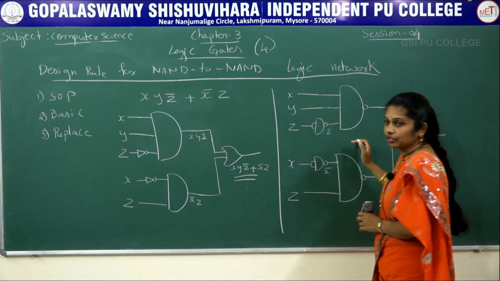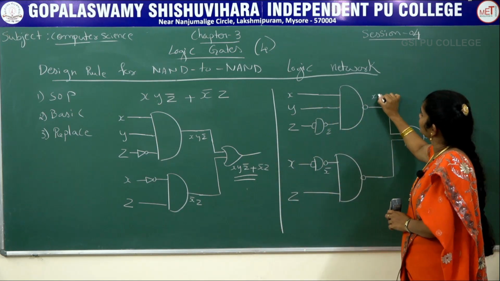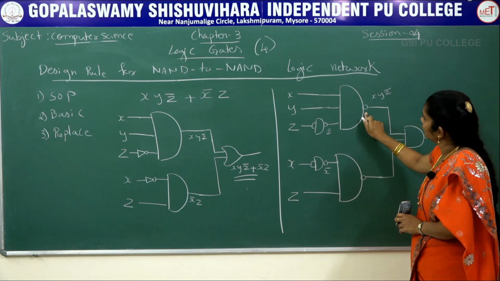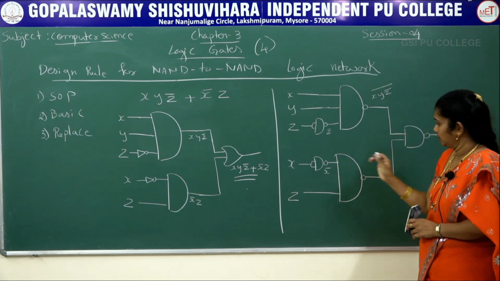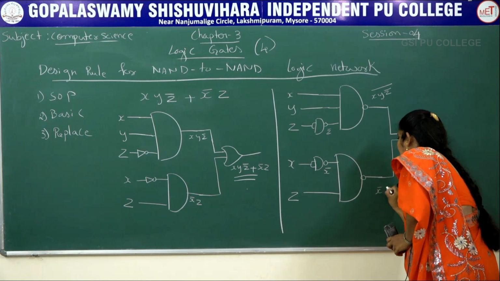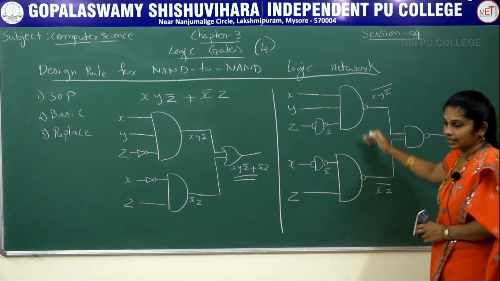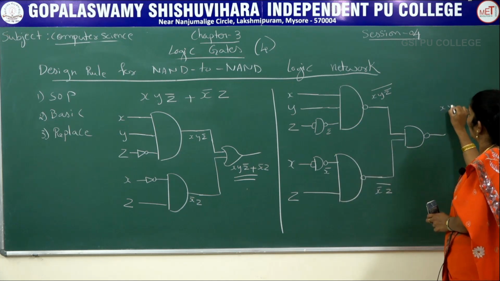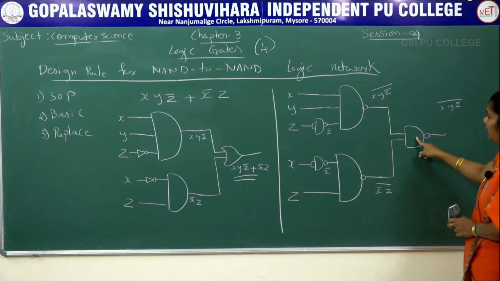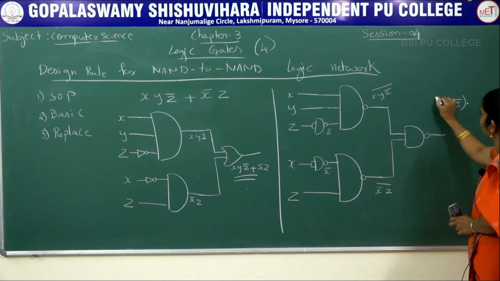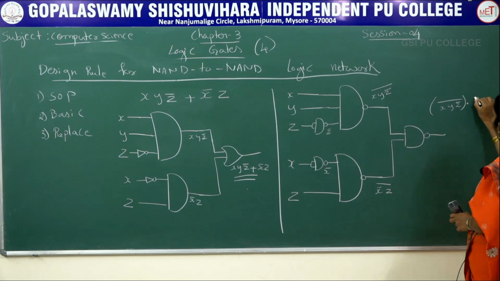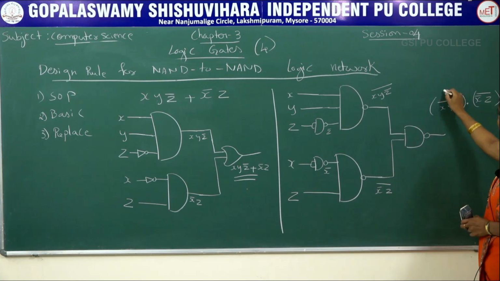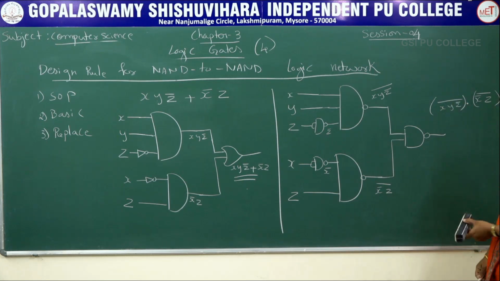How to check whether it is correct or wrong? See the first equation output X, Y, Z bar. Here we have circle then whole bar. Here also X bar and Z whole bar. These are the outputs for the first as well as second. For this one, X, Y, Z bar whole bar. D shape we have, that's why here dot. Then here X bar, Z whole bar, one part. Here negation is there. Once again the entire thing you have to put whole bar.